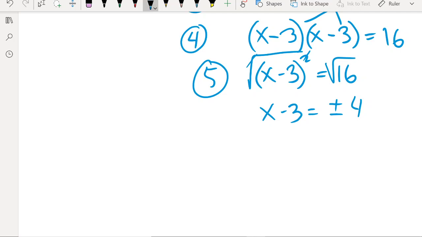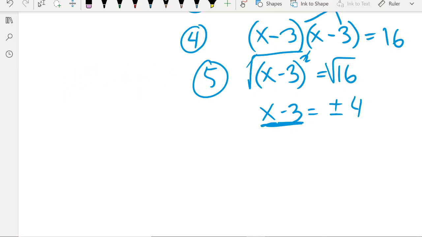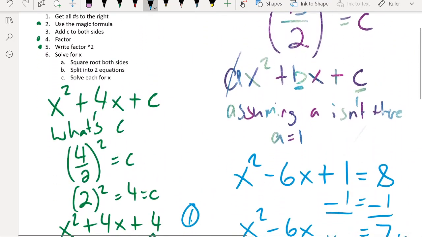The reason why is because whatever x minus 3 is, whatever this thing is, I need to square it and get 16. So it's 4, right? 4 squared is 16. But so is negative 4. If I take negative 4 and I square it, it's the same thing as negative 4 times negative 4, which is positive 16. So that's why whenever you take the square root of both sides, you have to add a plus or minus. Because this x minus 3 thing can be 4 or negative 4. So that was the first step under solve for x.